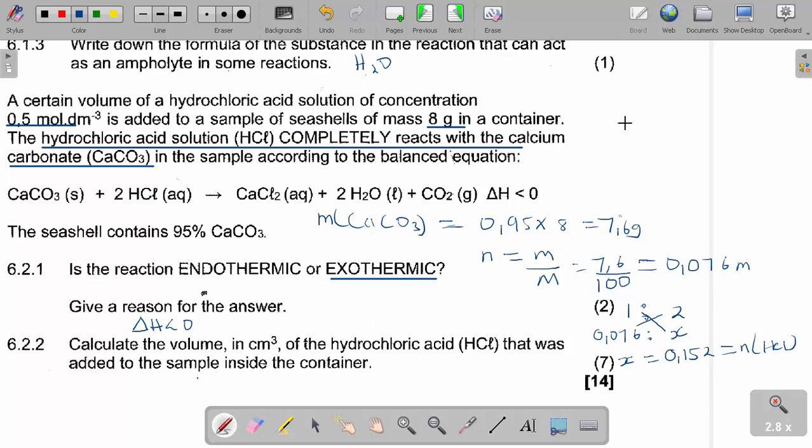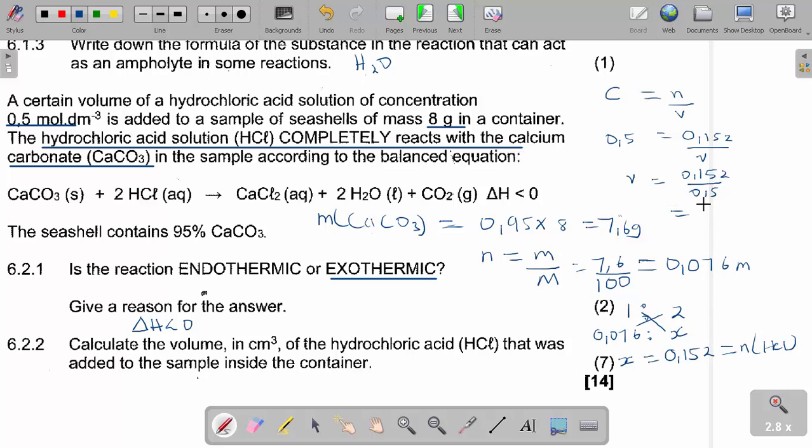So if I know the concentration, then I can get my volume, because I know that C equals N over V, right? C equals N over V. I have 0.5 as my concentration. What about my N? It is 0.152, okay? Divided by V. So if I cross multiply, I'm going to get my volume equals 0.152 divided by 0.5.